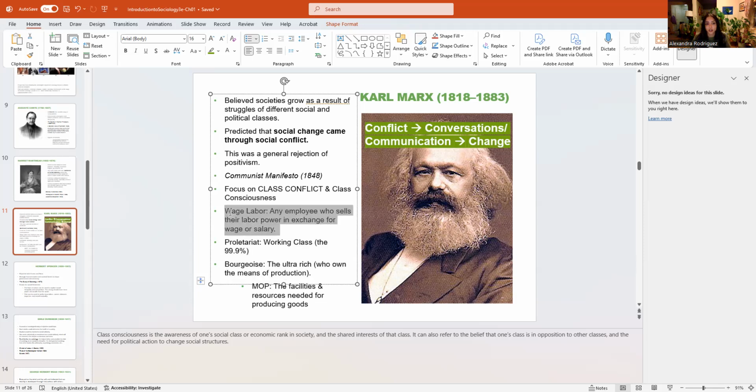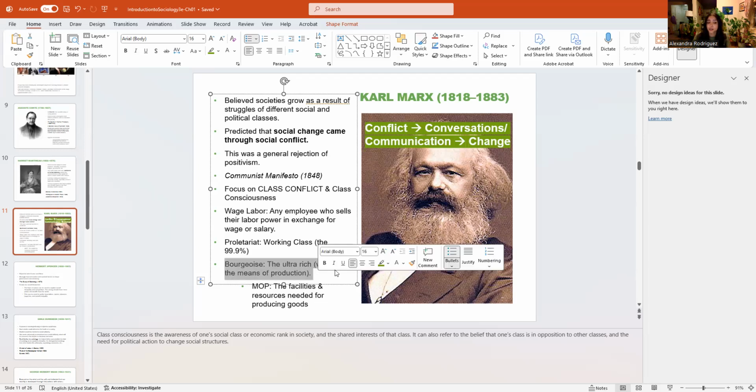And so he kind of uses this term called wage labor. Most proletarians are under wage labor, and that means any employee who sells their physical labor and time for either a wage or a salary. So again, bourgeoisie are like the ultra rich, proletariat are the working class, and the proletariat do wage labor. They sell their own time and energy for a wage or for a salary.